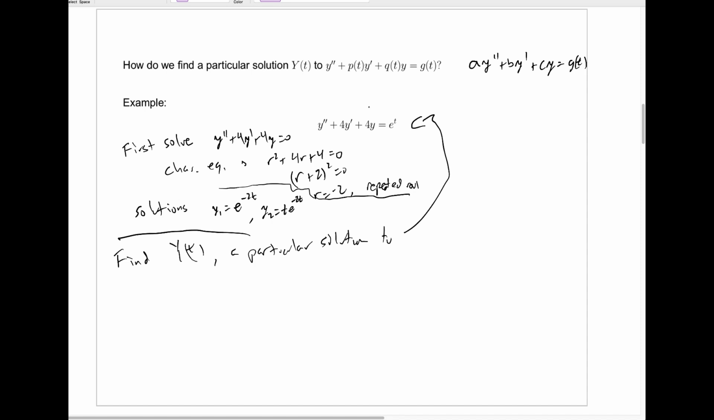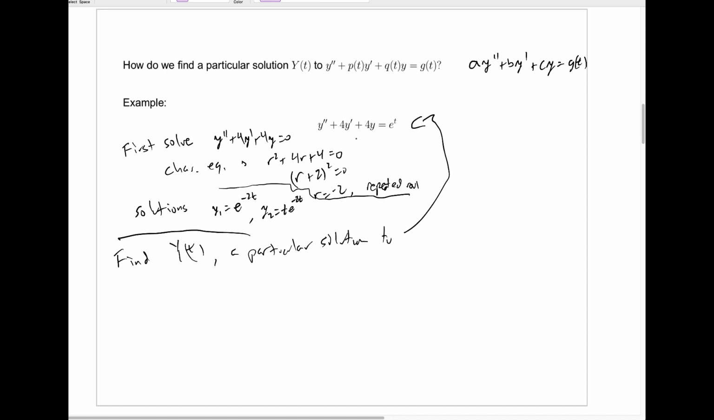But of course, you'll see that the coefficient isn't right. If y is e to the t, then here you'll have 4e to the t, this will be 4e to the t, and this will be e to the t. So I'll end up with 9e to the t. So just e to the t alone won't work.